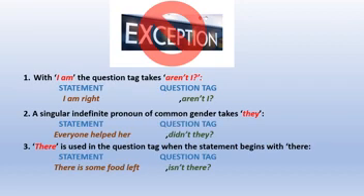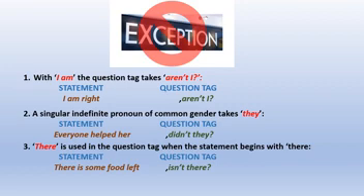Now let us have a look at the exceptions. The first point, with I am, the question tag takes aren't I. If in the statement you come across am, the verb am, then in the question tag we use aren't. I am right, aren't I? We do not write I am right, amn't I? Because amn't, am not, is not a word in English, right? So when you have am in the statement, we use aren't in the question tag.